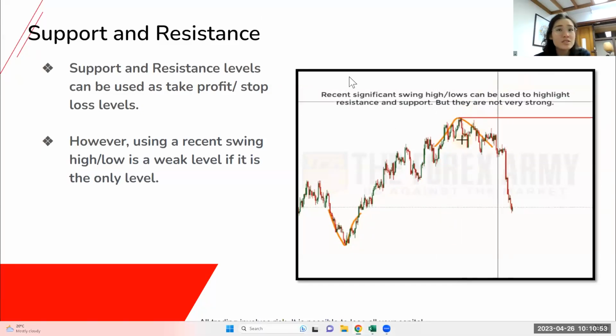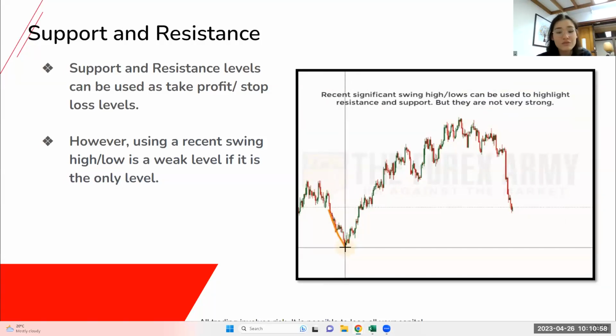So as I was saying, recent swing high or lows can be used to highlight resistance and support levels, but they're not very strong to be used on their own.